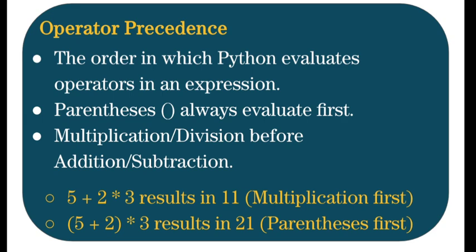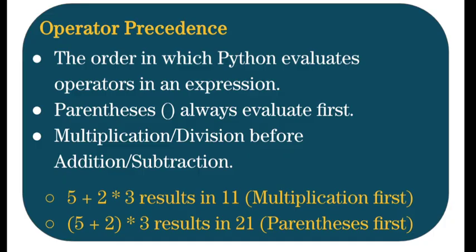Parentheses are always evaluated first. Next, multiplication or division before addition and subtraction. Here is the example: 5 plus 2 multiplied by 3 results in 11. That means it doesn't do 5 plus 2 first. Instead, it calculates 2 multiplied by 3, which is 6. That answer is added to 5, so we get 11.